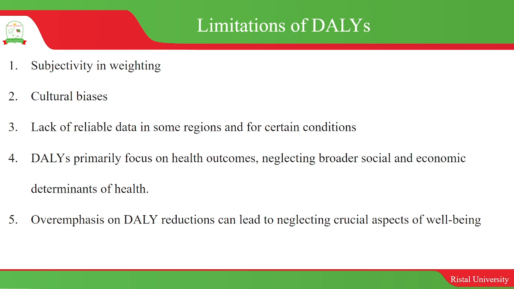Health is almost a product of what we call the social determinants of health. Access to water, access to education, access to quality housing, all these things contribute to health. But if you only look at morbidity and mortality, you forget these other very important aspects that contribute to well-being. That's the last point.